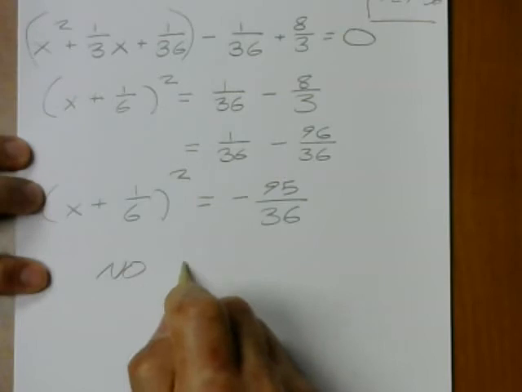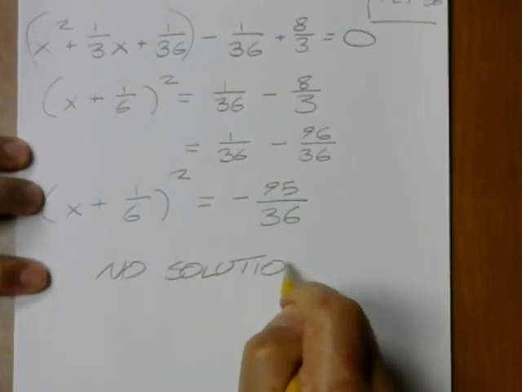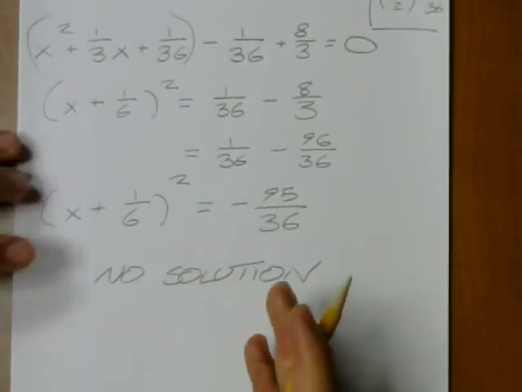So this one has no solution, but how did we see it? Well, we saw it by completing the square.